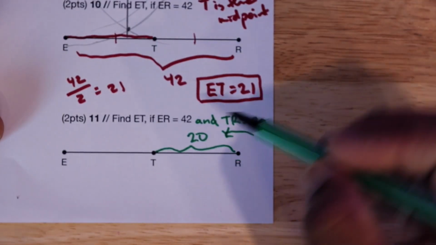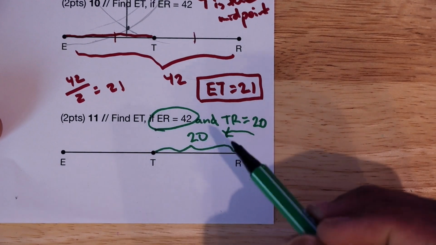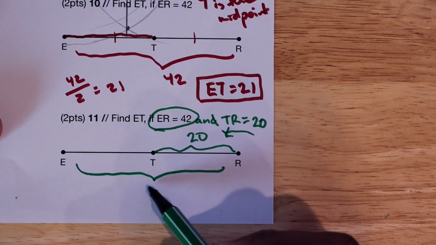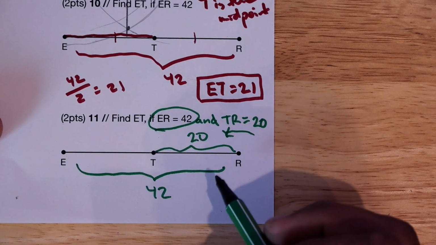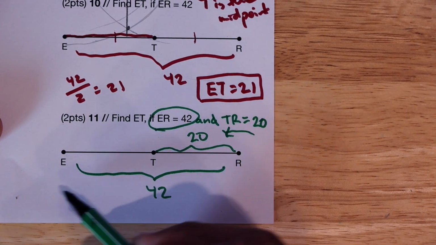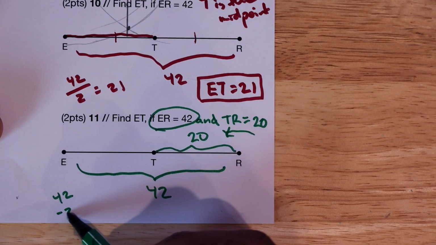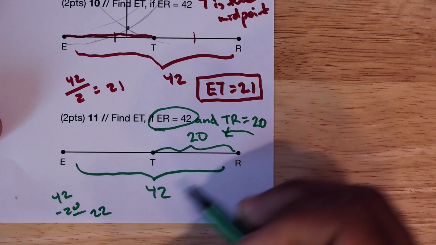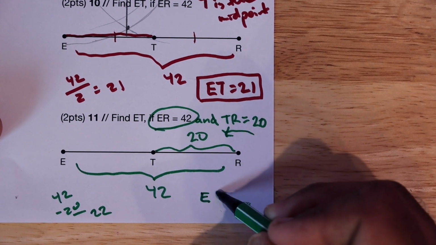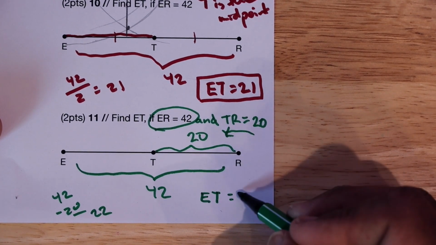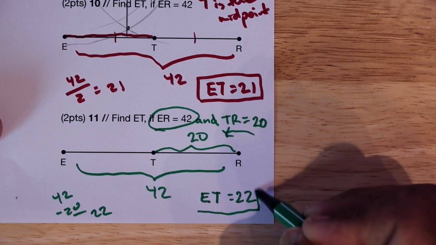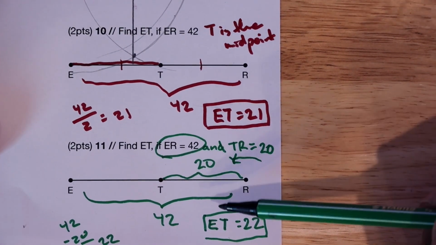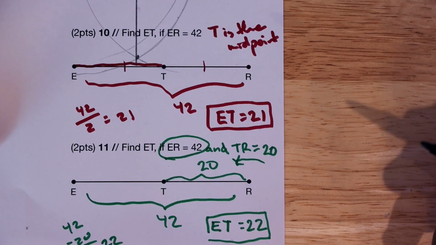But here, this is 20. So if the whole thing is 42, and that part's 20, that is just 42 minus 20, gives me 22. So ET equals 22. And I was trying to show the difference between the two types of problems that you might have with midpoint.